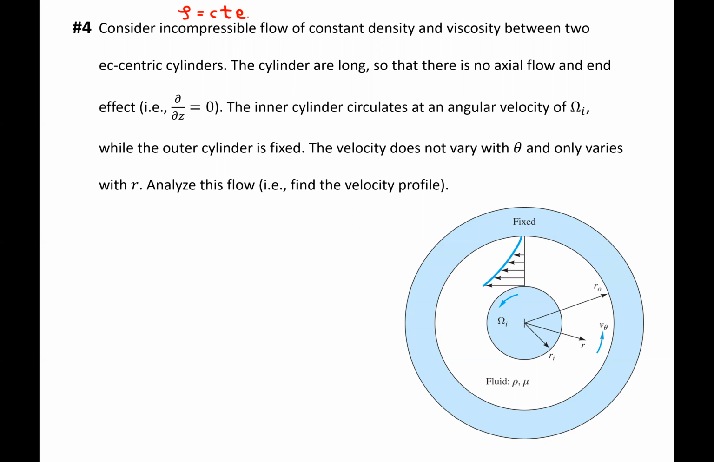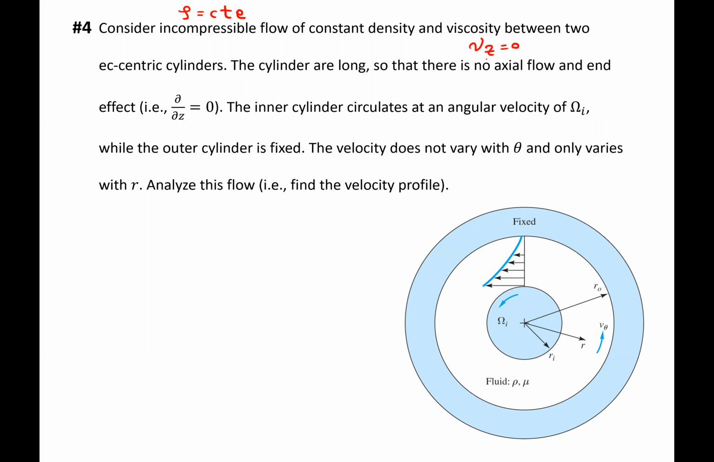It says, consider incompressible flow of constant density and viscosity between two eccentric cylinders. The cylinders are long, so that there is no axial flow. When we don't have any axial flow, that means velocity in z direction is 0. And again, remember, we are in cylindrical coordinates, so we have z direction, r direction, and theta direction. Z is the axial direction. So there is no axial flow, so that means v in z direction is 0.